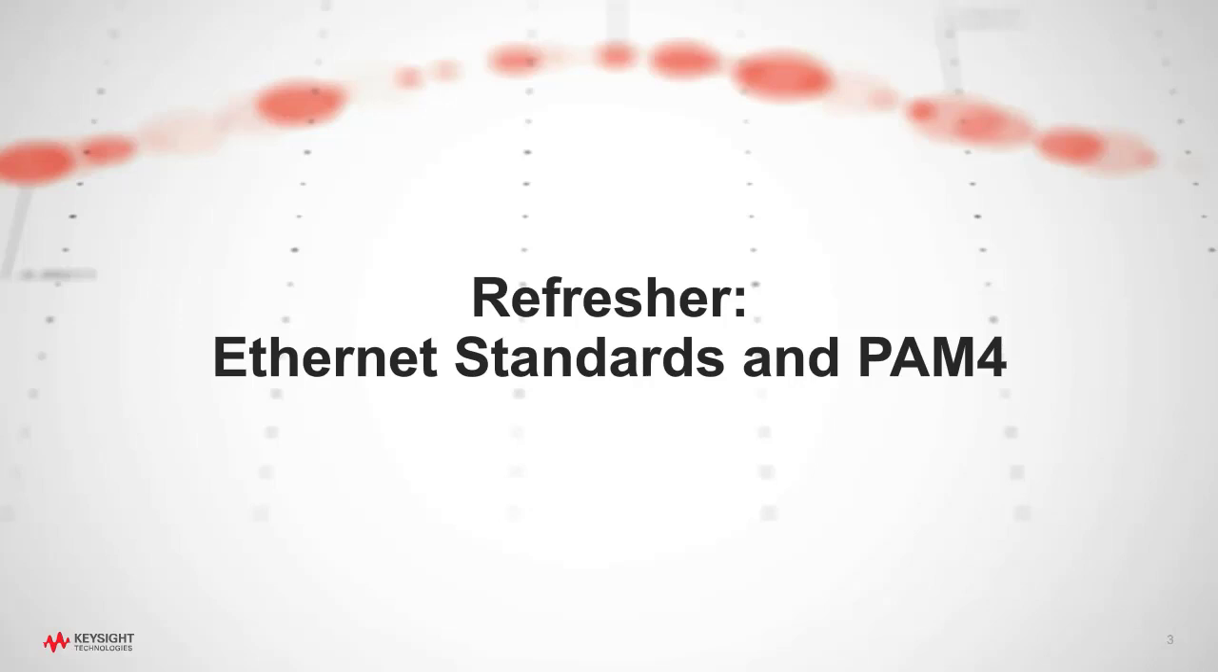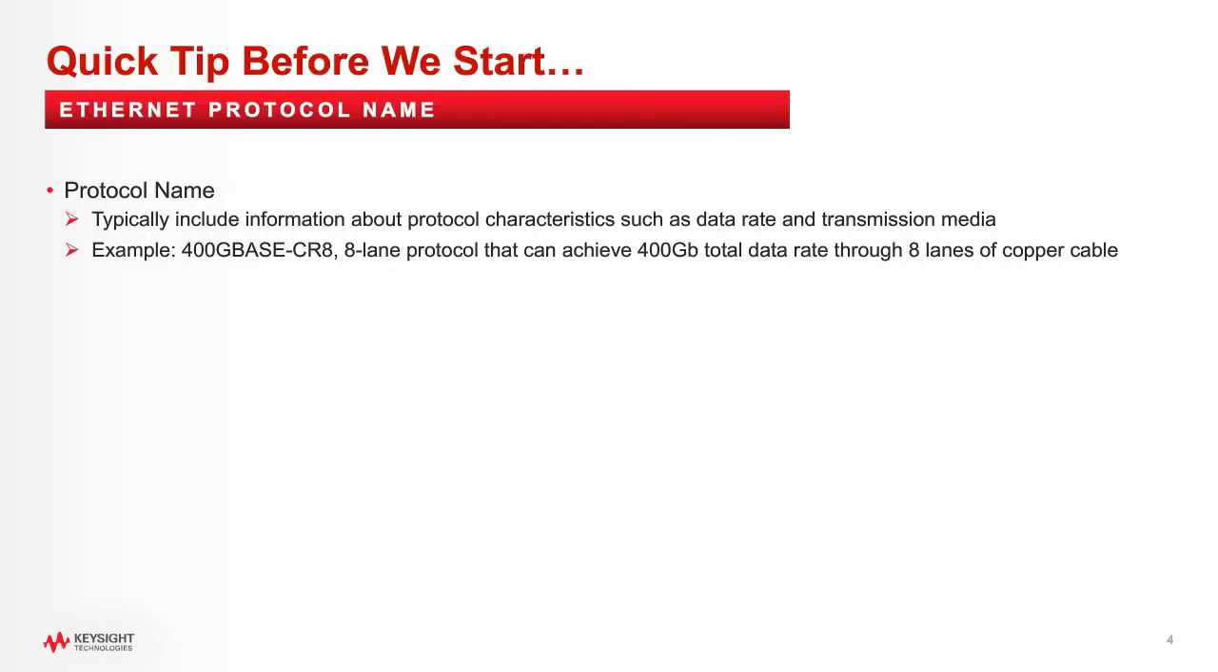Okay, let's get started. If you are new to Ethernet standards, maybe the first hurdle you will encounter is to understand many names of protocols. I had the same challenge. The protocol name typically includes the protocol characteristics, such as data rate and transmission media. One example is 400GBase-CR8, which stands for 8-lane protocol that can achieve 400 gig total data rate through 8 lanes of copper cable.